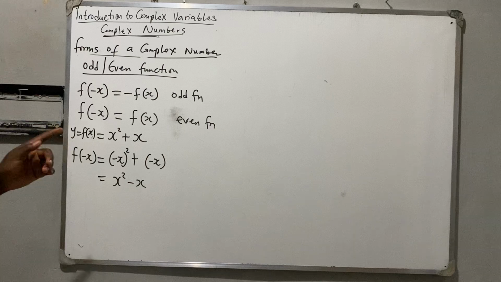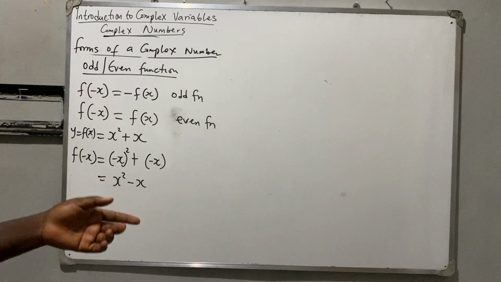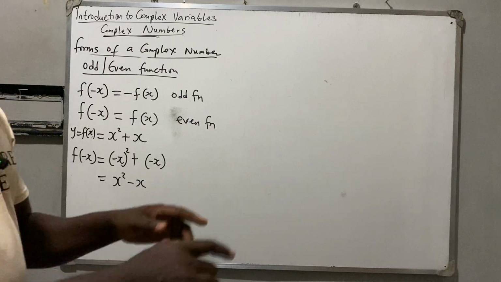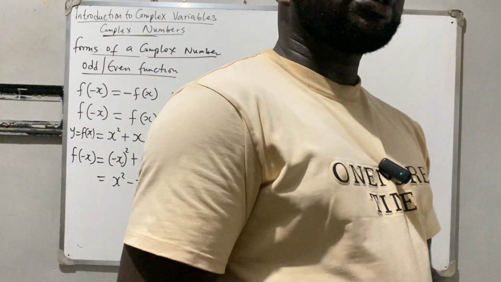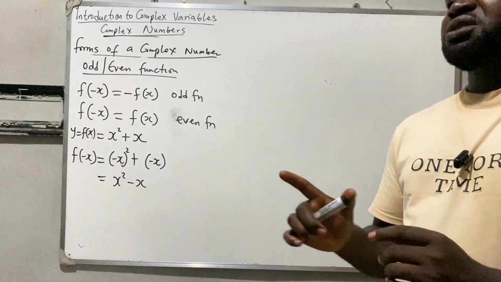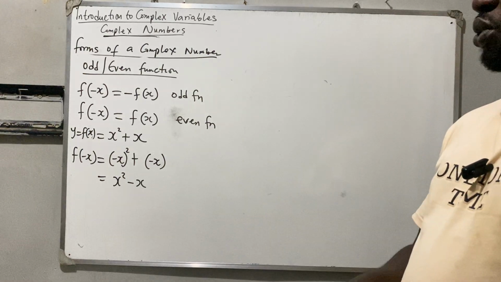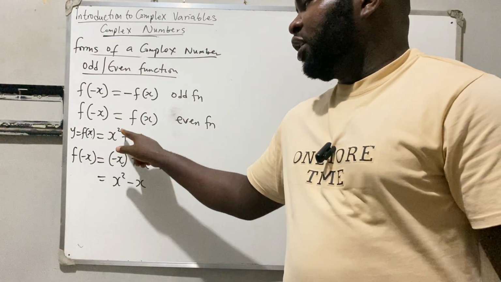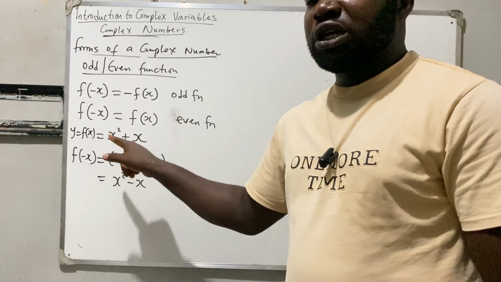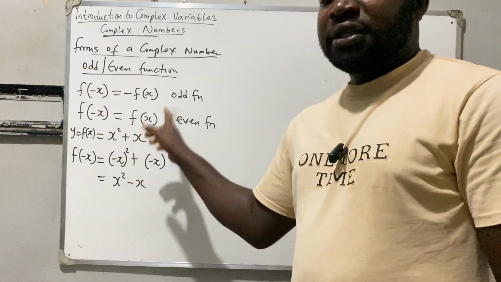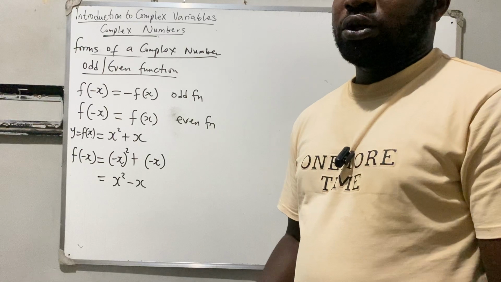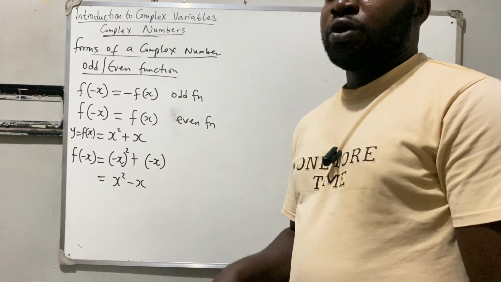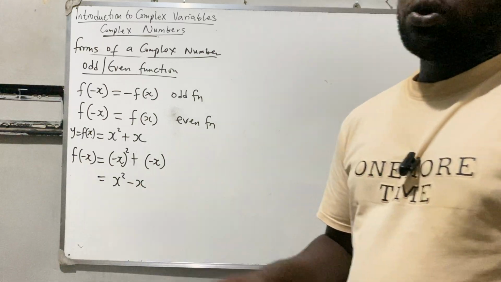So this is trying to show us that if something is not even, you cannot conclude that it is odd. If it is not even, tell us that it is not even. If it is not odd, tell us that it is not odd. Don't say that because it is not even, then it becomes odd. No. But you should take note that if it is a polynomial and all the powers are even numbers, then it's definitely going to be an even function. But if all the powers are odd numbers, it is definitely an odd function. But if it's a mixture, then it will not be any of them.